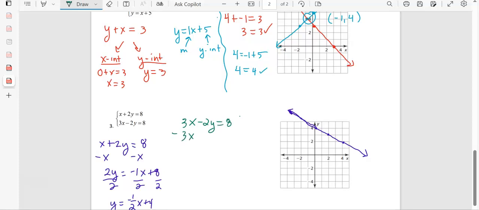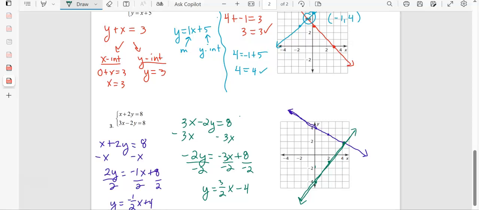So remember, for this one here, the second equation, we really have to pay attention to our negatives. And a negative divided by a negative is a positive. So we want to remember that. So my intercept is -4, and my slope is 3 halves. And my solution is (4, 2).